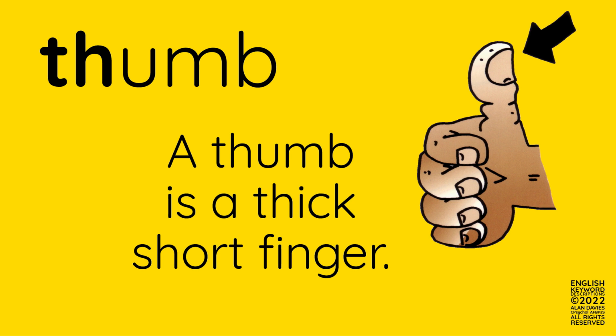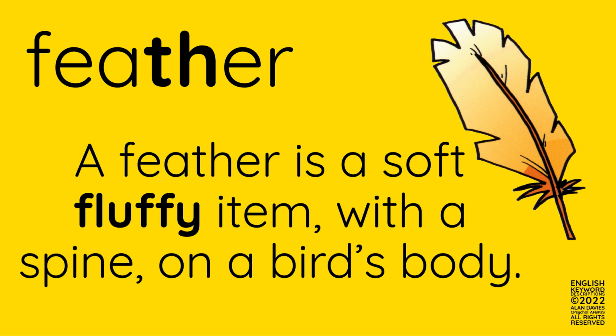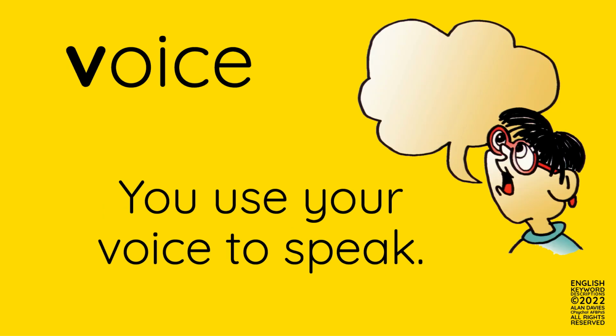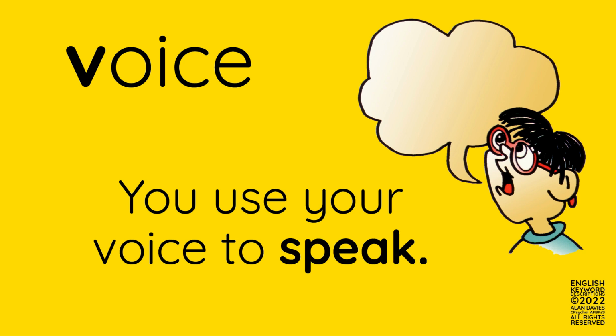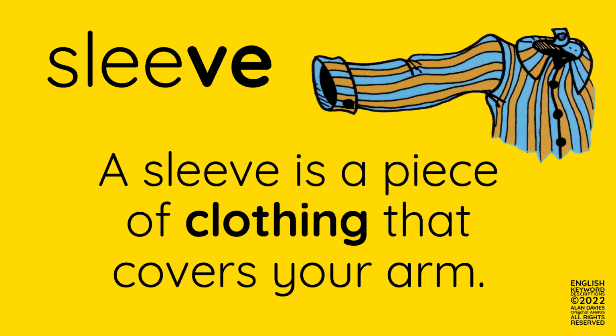Thumb. A thumb is a thick, short finger. Feather. A feather is a soft, fluffy item with a spine on a bird's body. Voice. You use your voice to speak. Sleeve. A sleeve is a piece of clothing that covers your arm.